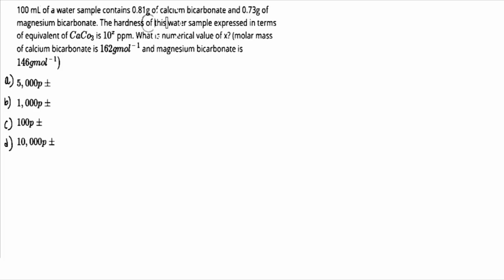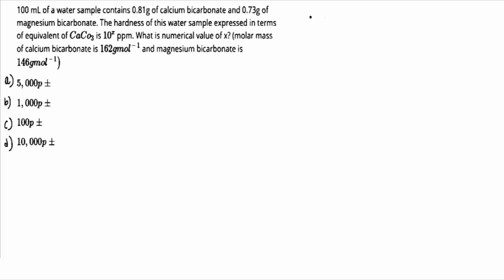So the hardness of this water sample expressed in terms of equivalent of calcium carbonate is 10 to the power x parts per million, that is ppm. We have to calculate the numerical value of x. Here again, the molar mass of calcium bicarbonate is 162 gram per mole, and magnesium bicarbonate is 146 gram per mole. So let's try to solve this question.